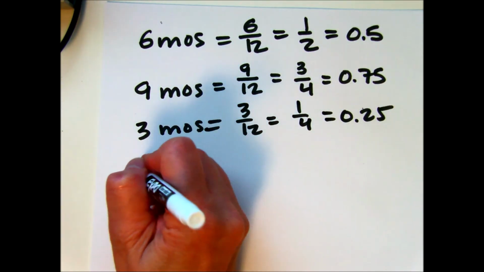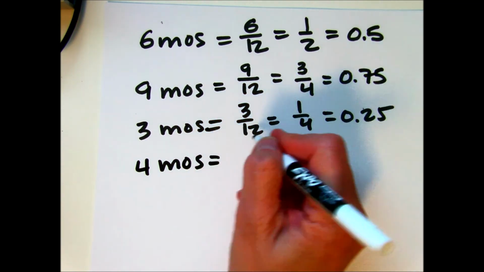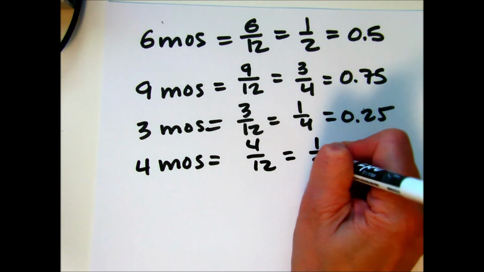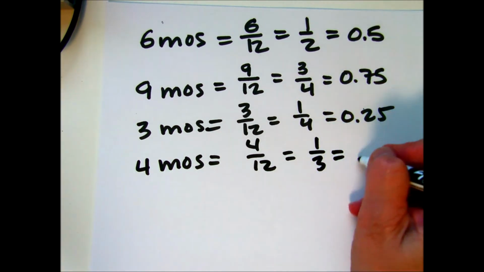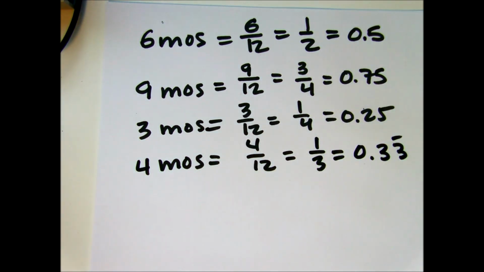What about 4 months? Again, 4/12 becomes 1/3, or 0.33, and so on. So that's going to be continuing. You could just round to the nearest tenths or hundredths.